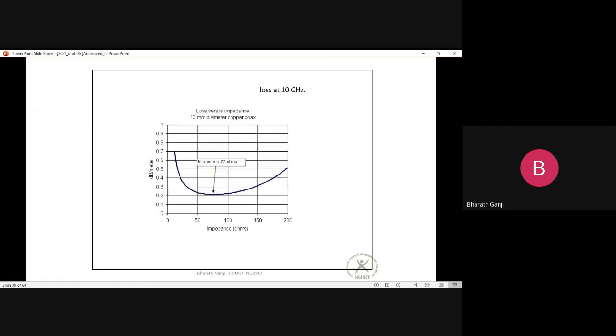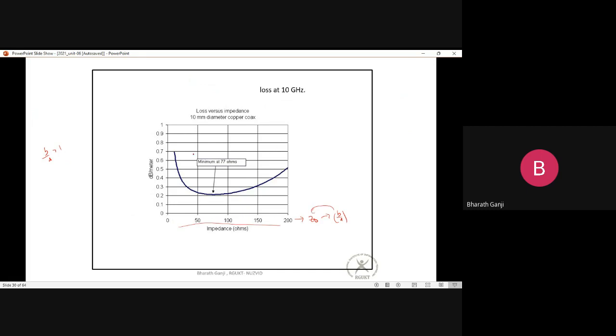Okay. So here are some plots to give you an idea. By changing the b/a ratio, what changes is the characteristic impedance. You can see in this plot, one axis is Z0, because Z0 basically depends on the b/a ratio. So for a given value of the b/a ratio, you get different values of Z0.